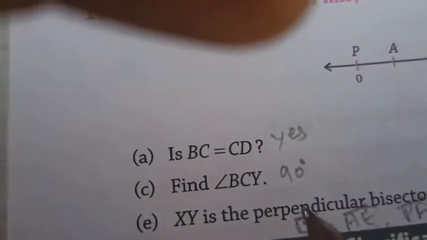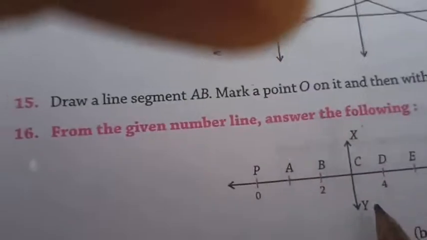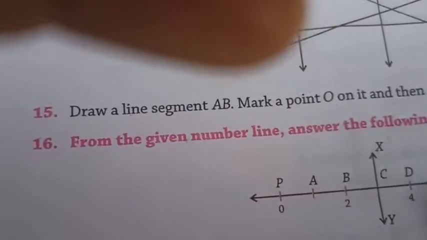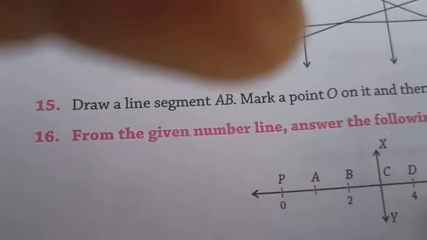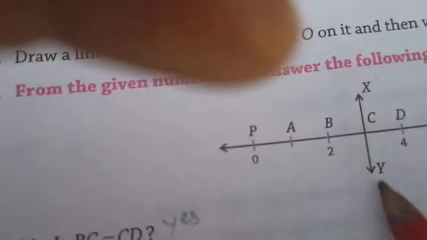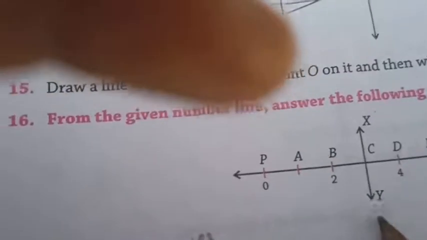Okay, again in part C, find angle BCY. Angle BCY is equal to 90 degrees, because you know that XY is perpendicular and cuts at the point C. So angle BCY is a 90-degree right angle.